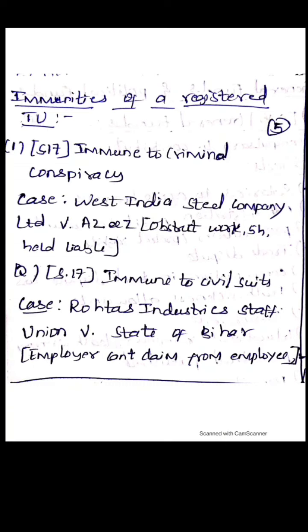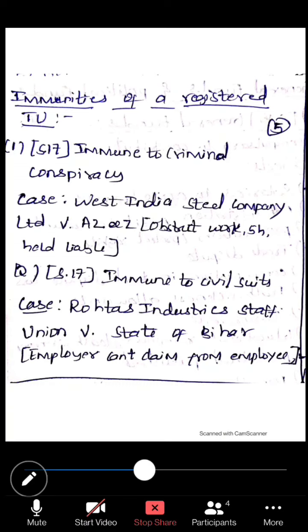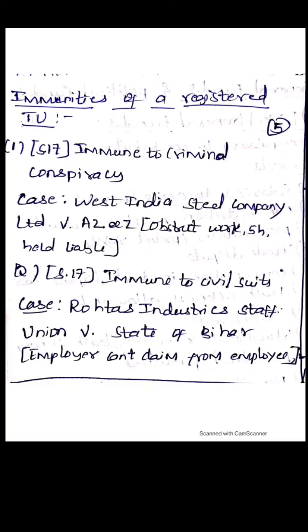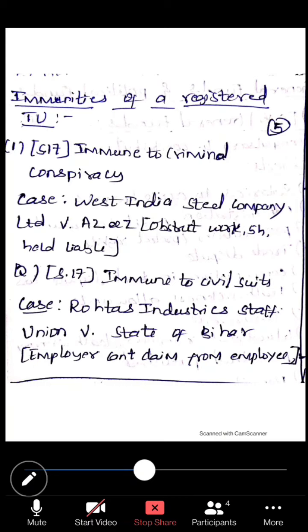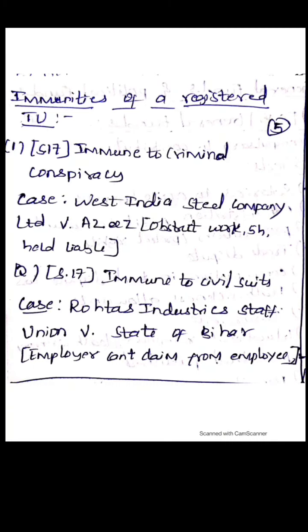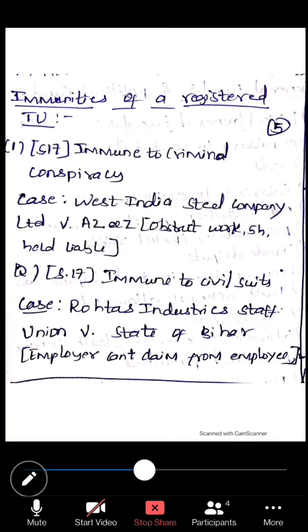So, when it is immune to criminal conspiracies, section 17 provides immunity to members and office bearers in criminal conspiracy by section 120B of IPC. Under section 120B IPC, they are immune to any criminal conspiracy. But are they immune to every criminal conspiracy? The answer is no. The object should be legitimate and agreed by all the members. For the criminal conspiracy they are forming, the object should be legitimate, and all the members of the trade union should have agreed for it.